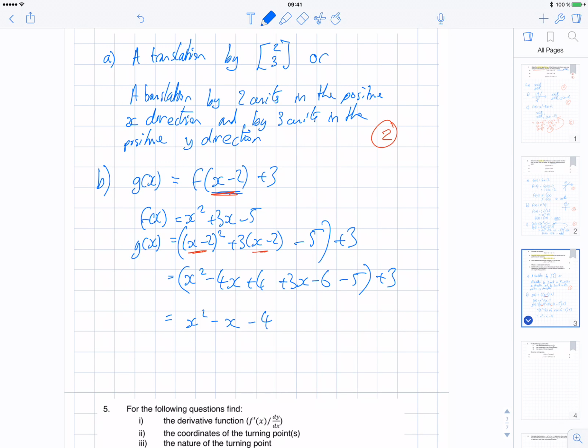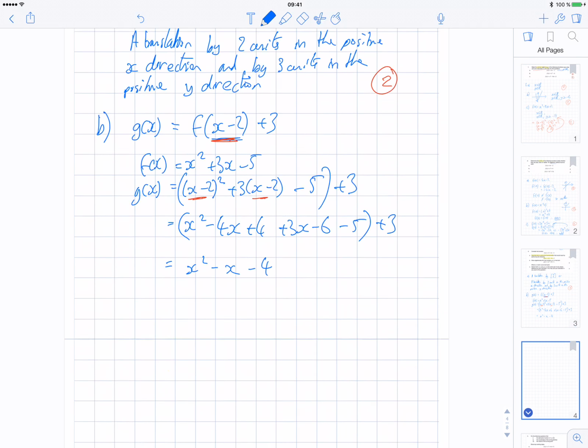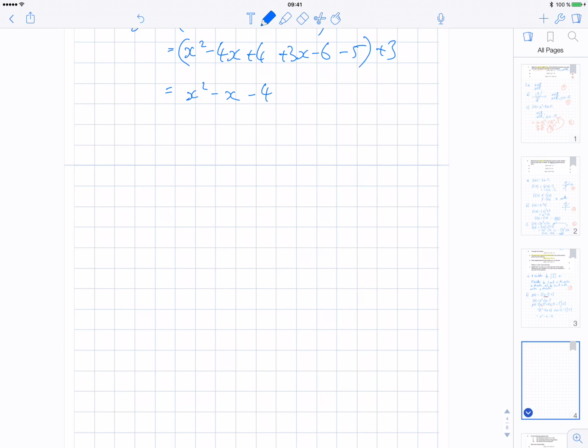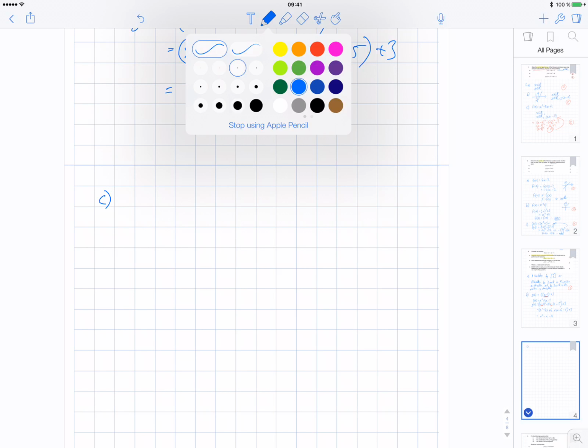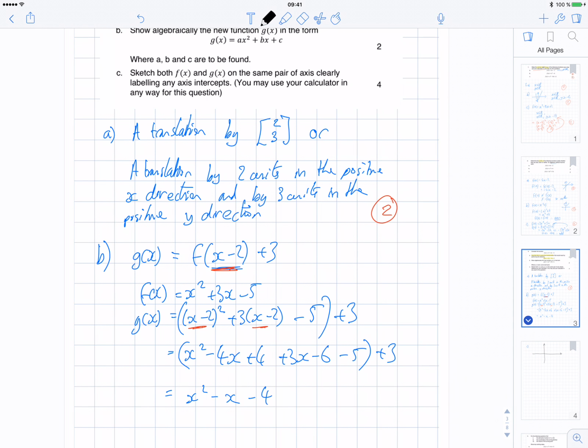Let me just add a new page. And for part C, it says sketch them. Now I find it difficult to sketch, to draw straight lines on my iPad. But it says sketch both of them. Now I'm going to use my calculator here. New question, so new problem. Doc, insert, problem. I'm going to insert a graph, and I'm going to insert both of these functions.